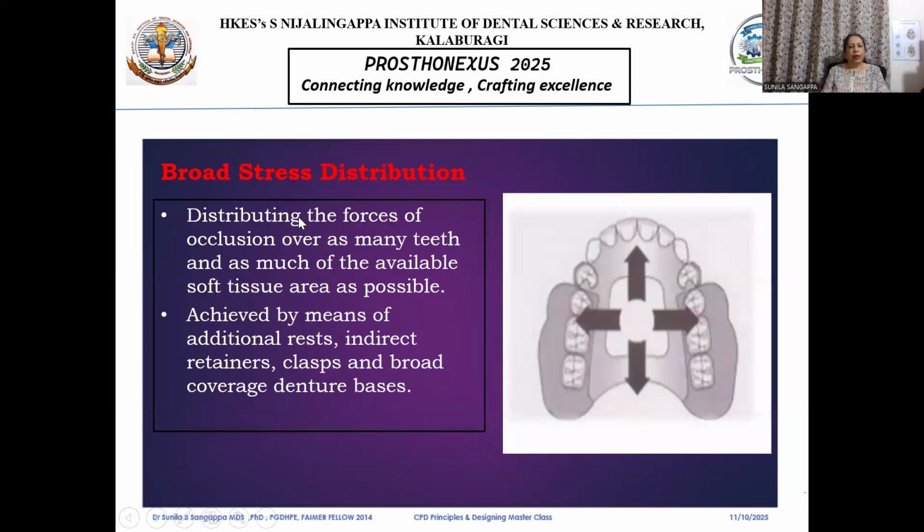Going further, broad stress distribution is the next important philosophy all of us follow. It's advocated by all textbooks. And how does this act? This is achieved by distributing the forces of occlusion over as many teeth as possible and also the available soft tissue area as possible. So, how do you achieve it? By means of additional rests, indirect retainers, clasps, and broad coverage denture bases.